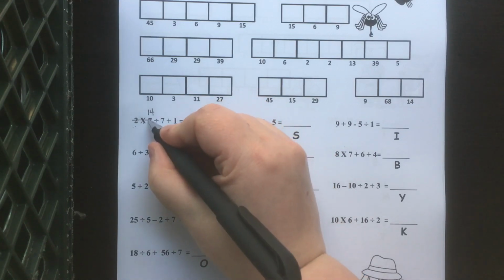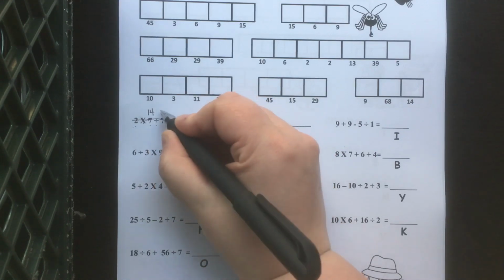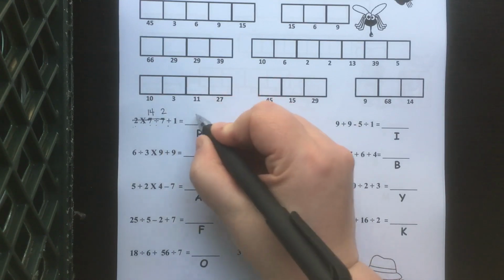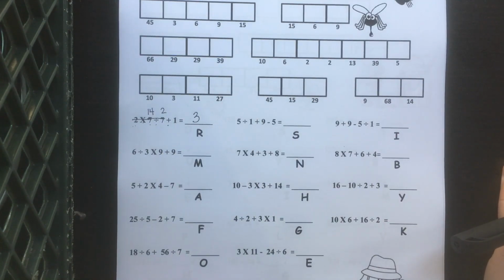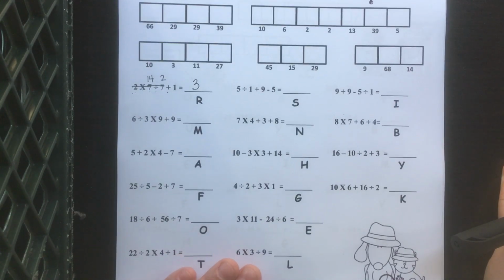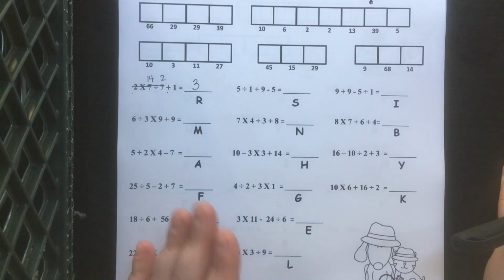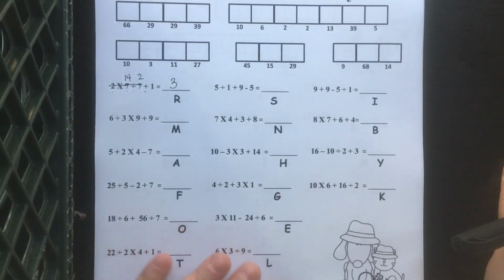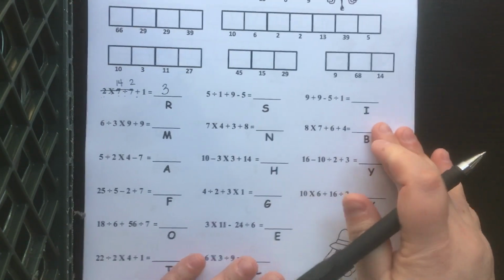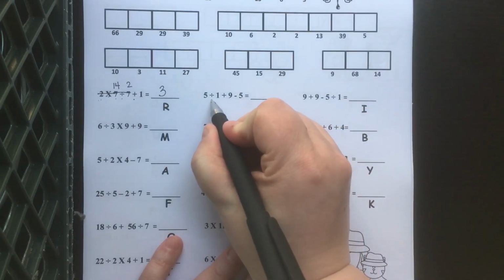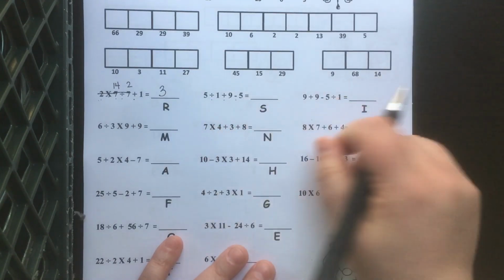14 divided by 7 is 2. 2 plus 1 is 3. Okay? Now, that's not always going to be the case where you are going to do it straight across like we just did, okay? So we're going to do the next problem, and then I'll show you an example of that.